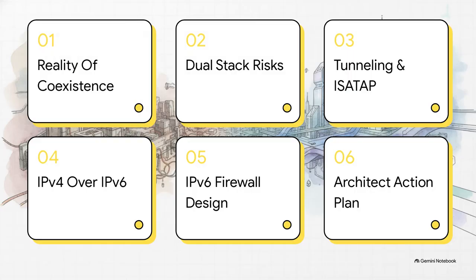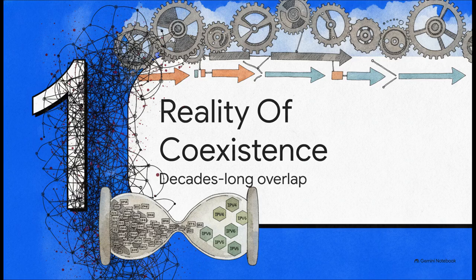Here is our roadmap for today. 1. The reality of coexistence. 2. Dual-stack security risks. 3. Tunneling and ISATAP vulnerabilities. 4. IPv4 over IPv6 infrastructure. 5. Essential IPv6 firewall design. And finally, 6. Security Architect Action Plan. Okay, let's dive into this.